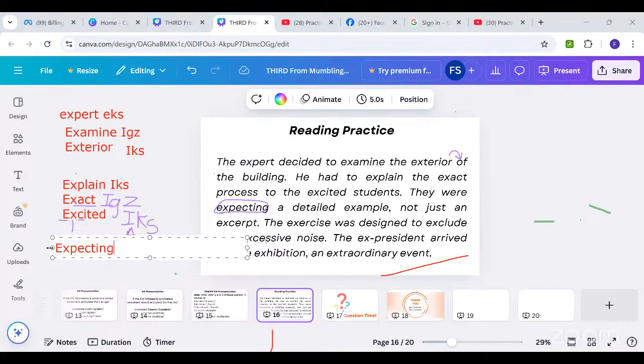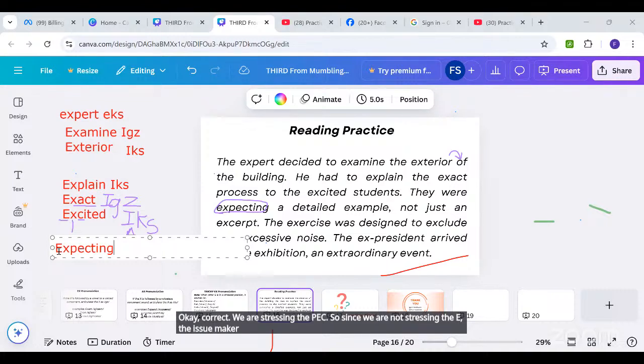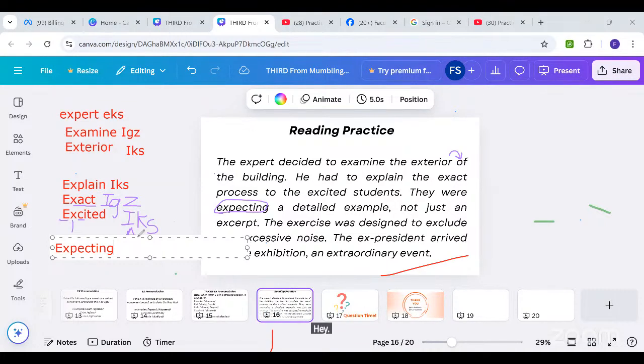The PEC. Okay, correct. We're stressing the PEC. So since we are not stressing the E, what sound should it make? Is it E or A? A, very well. Now the X, what sound should it make?